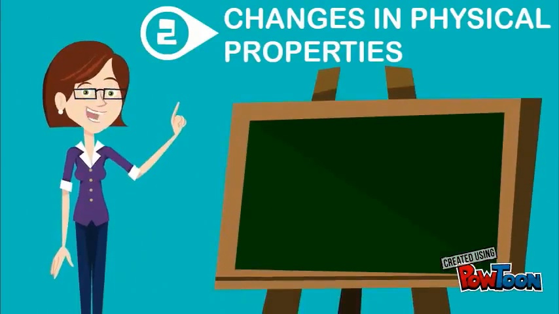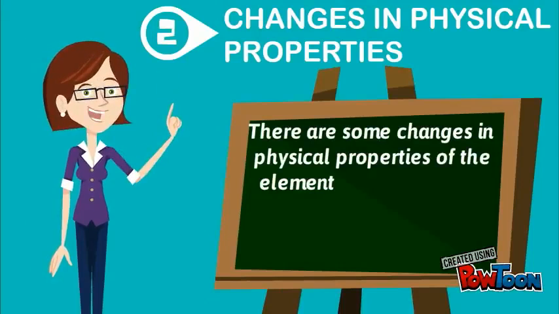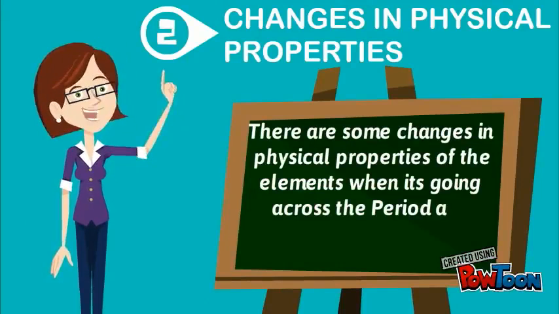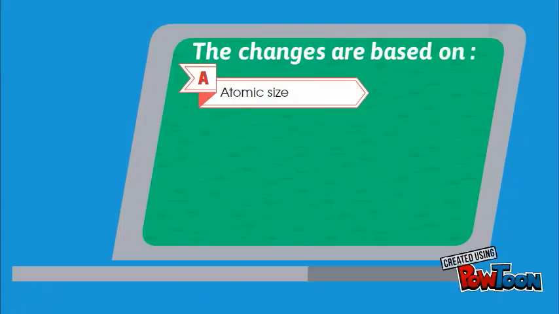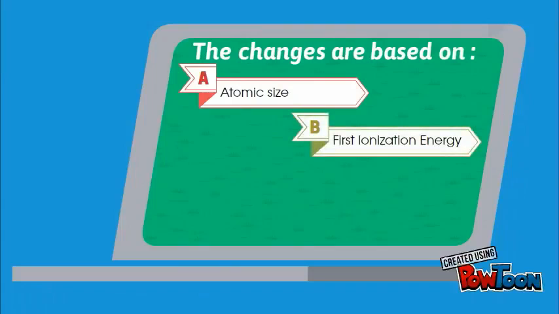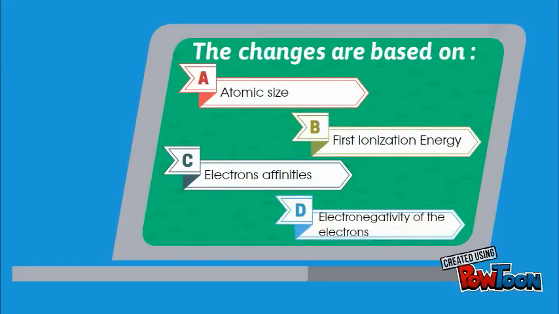Changes in physical properties. There are some changes in physical properties of the elements when going across the period and going down the group. The changes are based on: A. Atomic size, B. First ionization energy, C. Electron affinities, D. Electronegativity of the elements.